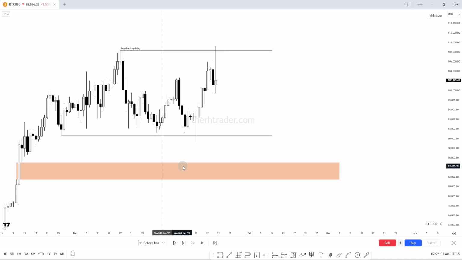Now, once price took out a major liquidity pool, I don't look to take counter trend trades because the weekly order flow was still bullish. So I waited for price to develop.